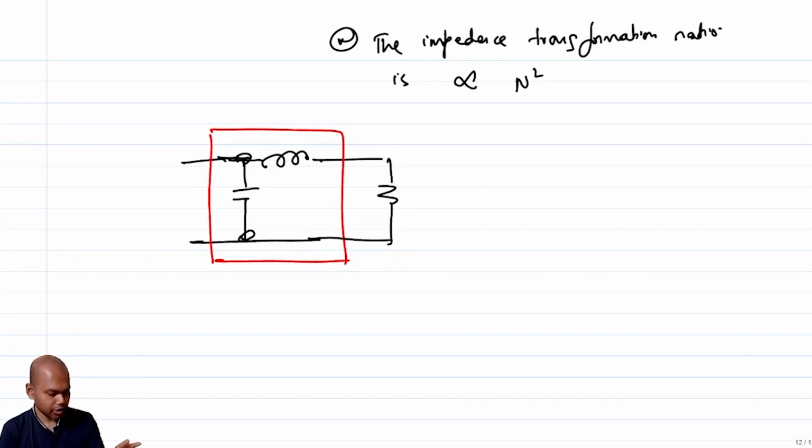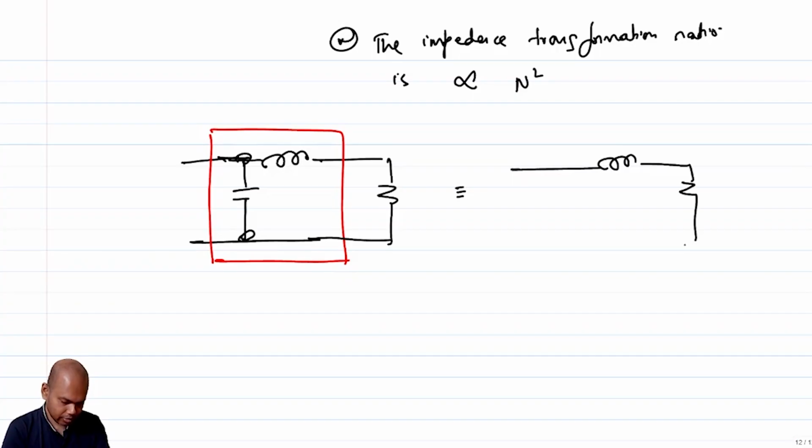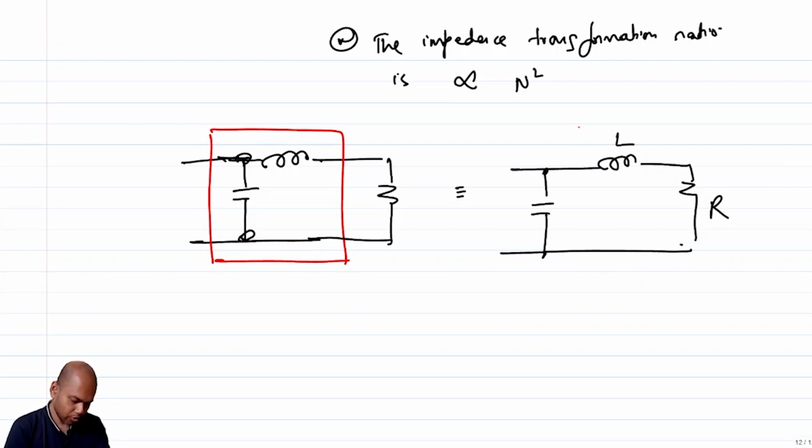If you think about it, I can assume that the capacitor doesn't exist, or the capacitor is outside the box. So this is R, this is L, and I have a capacitor here. And if I look from here, what do I see? If I apply a test voltage V test here, what is the voltage across R?